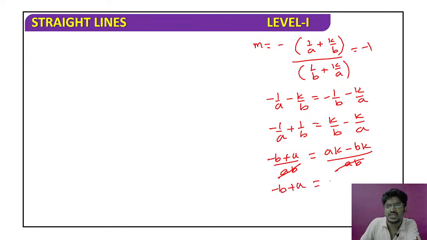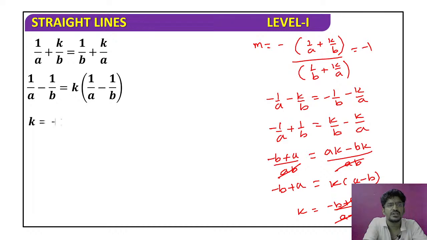Minus b plus a, here you take k common, so that will be a minus b. So now k will be equal to (minus b plus a) divided by (a minus b). So both terms are same, cancel this, k will be equal to 1. Okay, so k will be equal to 1. That is your answer.